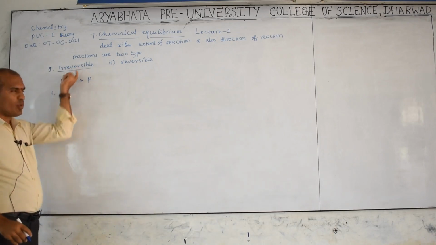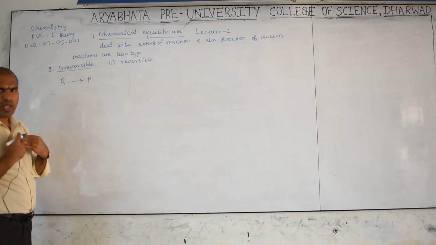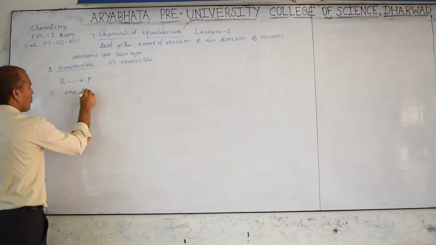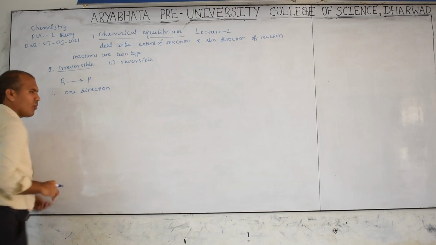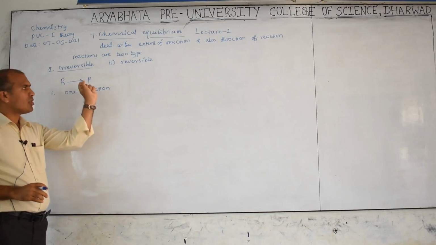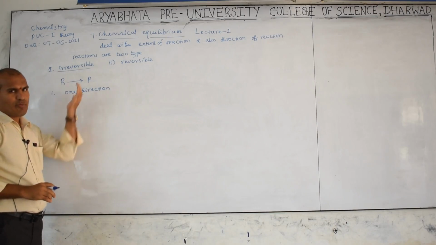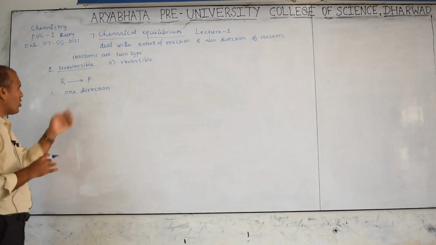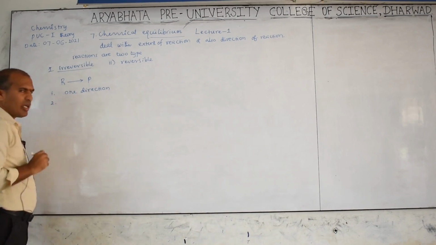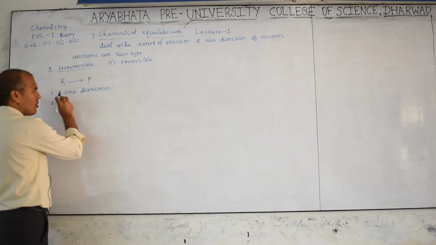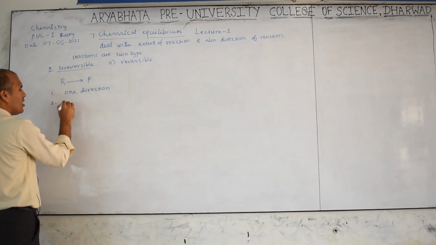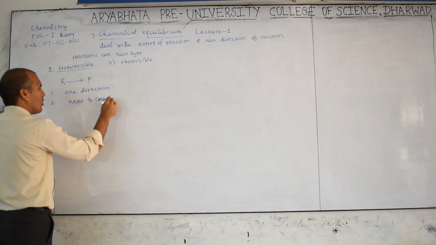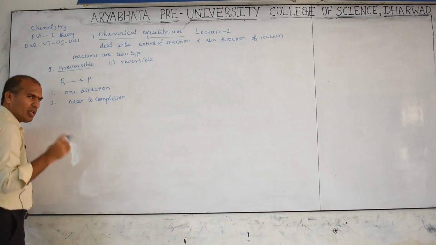Keep in mind the first point. In an irreversible reaction, reactant converts into product only in one direction. Product does not convert into reactant. If product converts into reactant, that is called the backward reaction, but here it is not possible, only one direction. The second point is that the reaction goes near to completion, which means near to 100%.